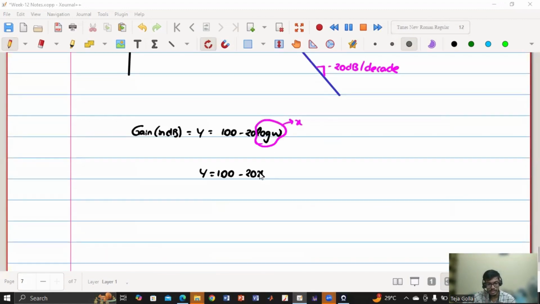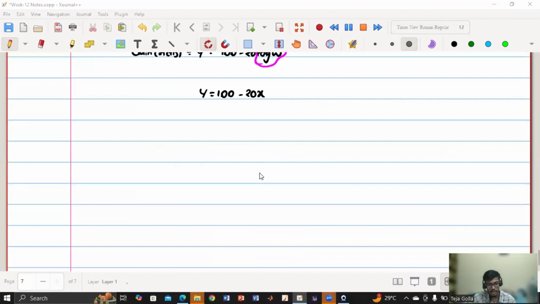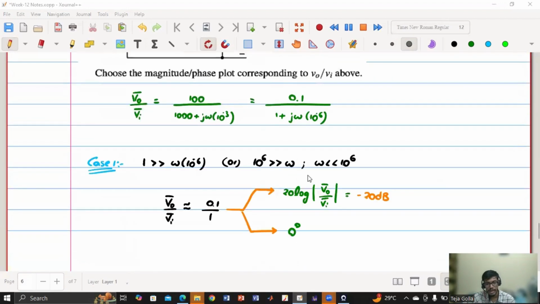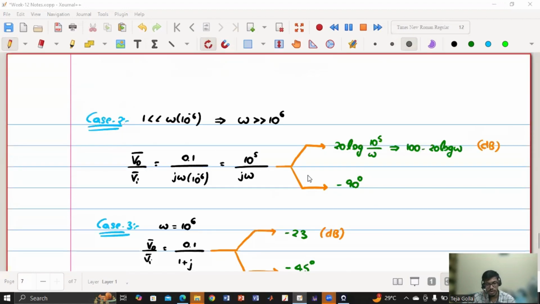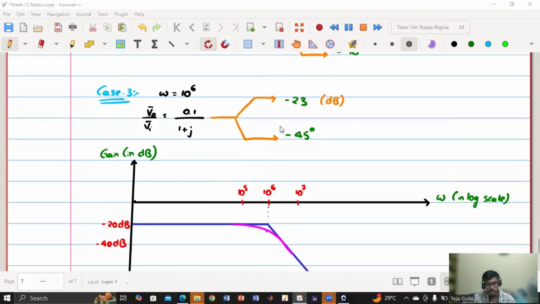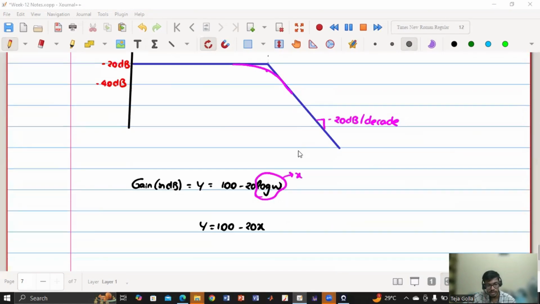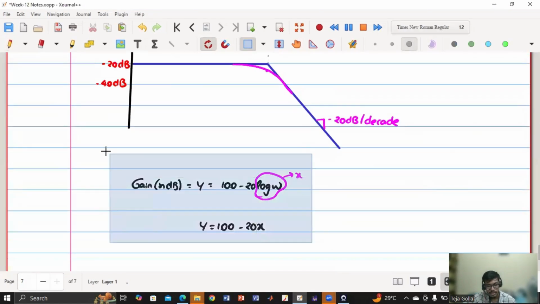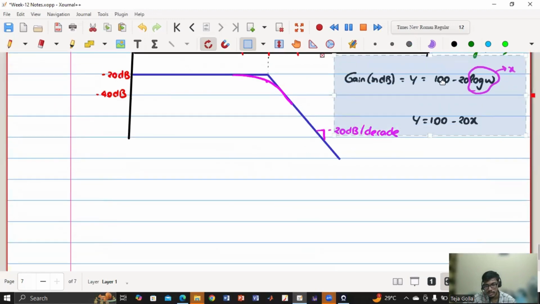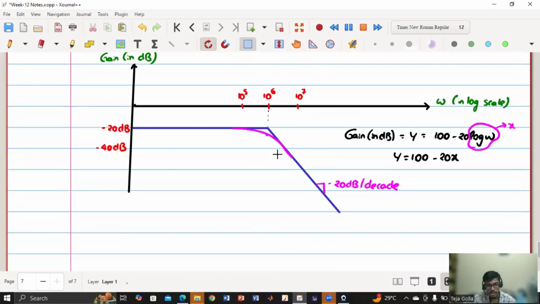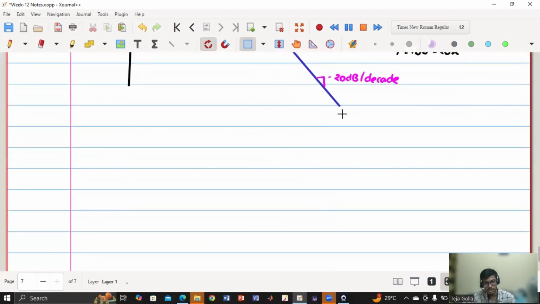Okay, let me consider the phase also, then maybe I'll explain it again. So phase is very simple. At omega less than 10 to the power 6, it is 0. For omega greater than 10 to the power 6, it is minus 90. At omega equal to 10 to the power 6, it is minus 45. So let me keep these calculations aside. Okay. So let us draw the phase.